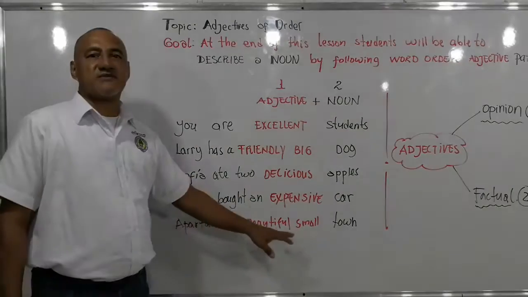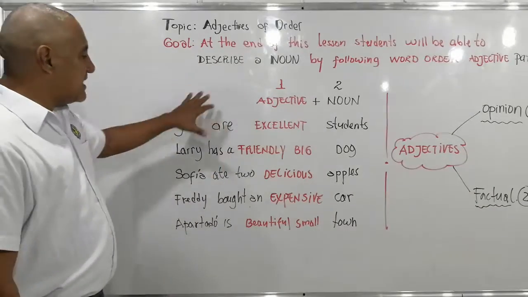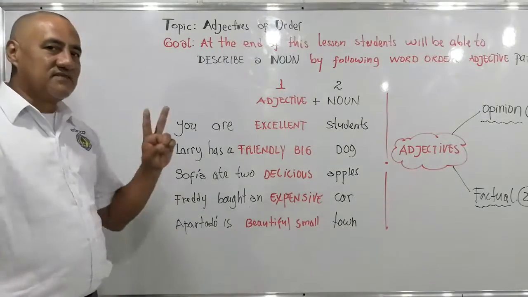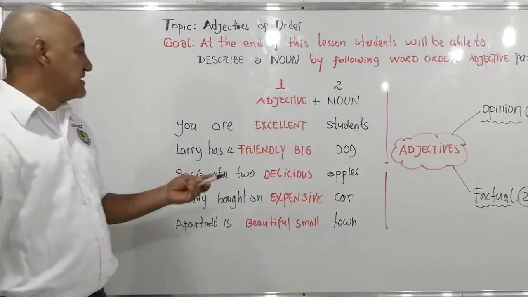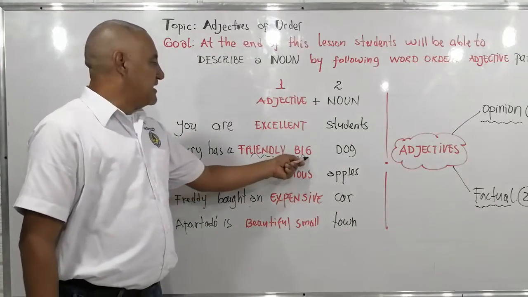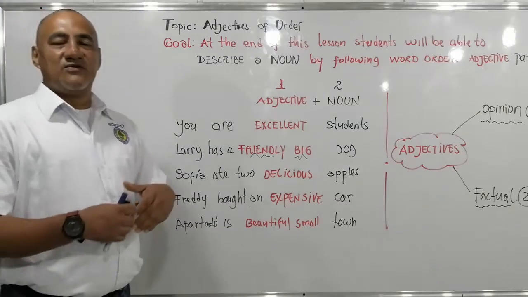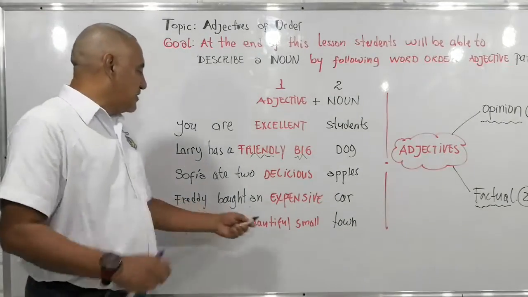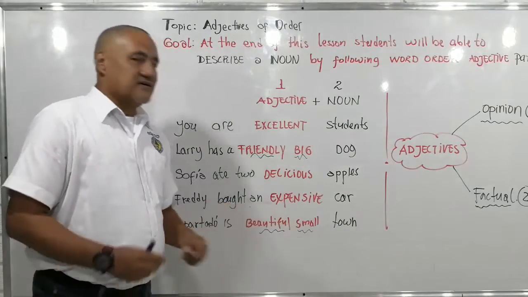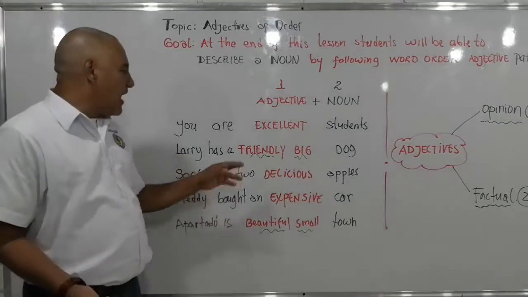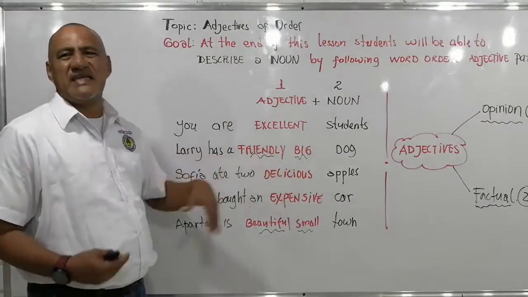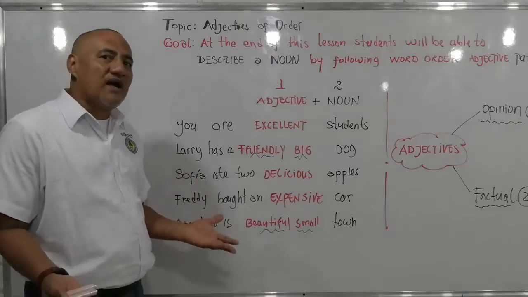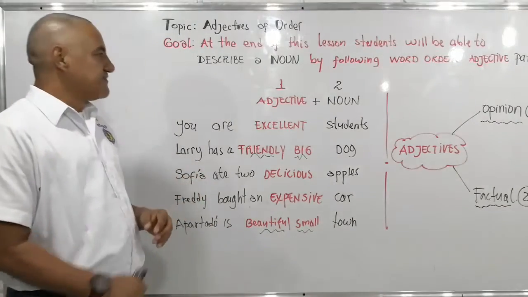Apartadó is a beautiful small town. Okay, as you can see here, in some examples I used 2 adjectives. For example, in this case, friendly and big. Yes, we can use more than one adjective to tell more information about a noun. In this case, beautiful and small. Then, why friendly first and big then? Here, beautiful first and small goes second. Why? So, I will explain this to you.